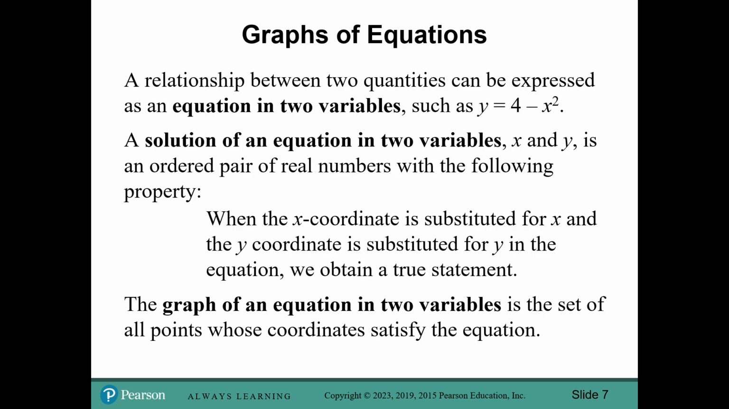Graphs of equations. A relationship between two quantities can be expressed as an equation in two variables, such as y equals 4 minus x squared. A solution of an equation in two variables, x and y, is an ordered pair of real numbers with the following property. When the x-coordinate is substituted for x and the y-coordinate is substituted for y in the equation, we obtain a true statement. The graph of an equation of two variables is the set of all points whose coordinates satisfy the equation.